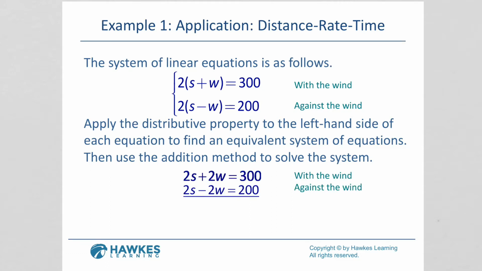So when we distribute, we have 2S plus 2W equals 300 for the with-the-wind equation, and 2S minus 2W equals 200 for against the wind. This is nice because I don't even have to worry about multiplying. I'm simply going to add these together because they already have the same coefficient but opposite signs. Adding gives 4S equals 500. Dividing both sides by 4, S, the speed of the plane, is 125.